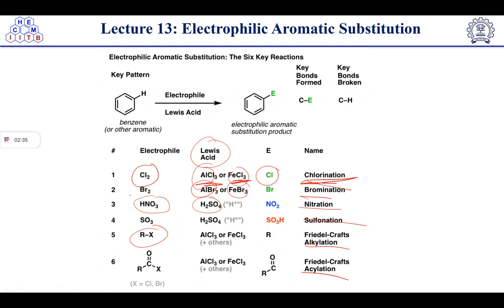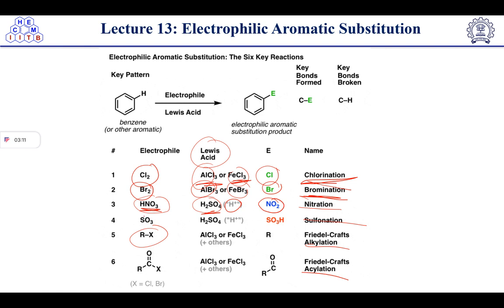The second type of reaction is bromination, where bromine is used and aluminum tribromide or FeBr3 is used as a Lewis acid, and bromination takes place. The reaction name is bromination. The third category is the nitration reaction, in which HNO3, nitric acid, is used, and the acid used here is H2SO4, which is a strong acid, and the nitro group is installed on the benzene ring.